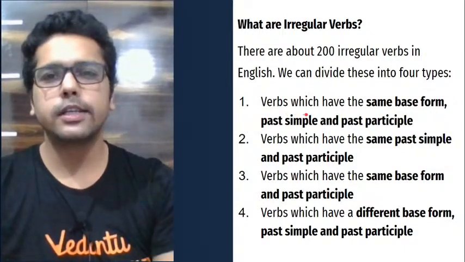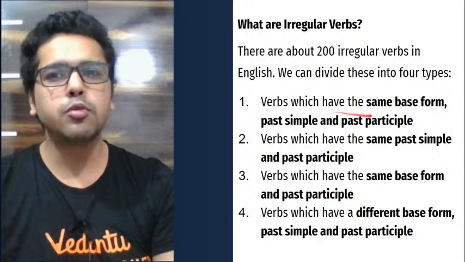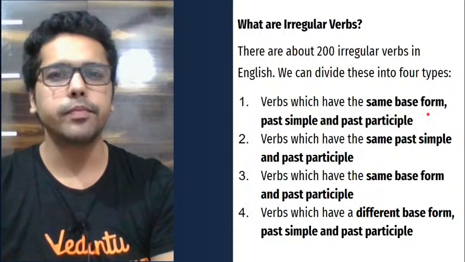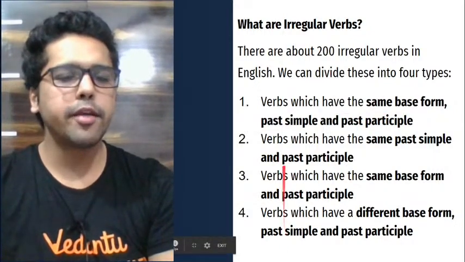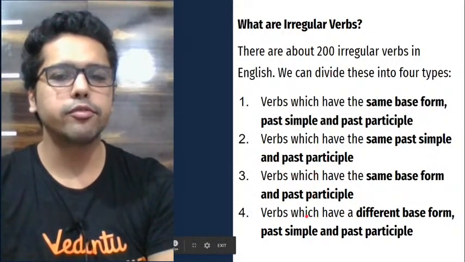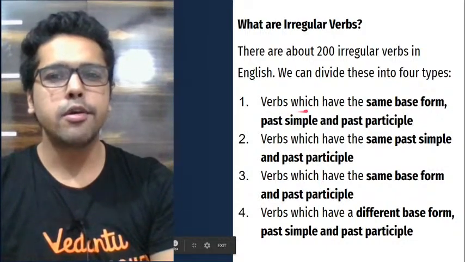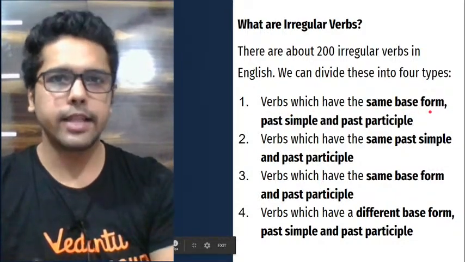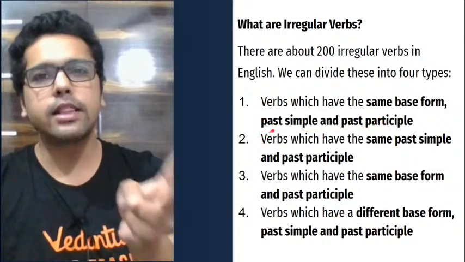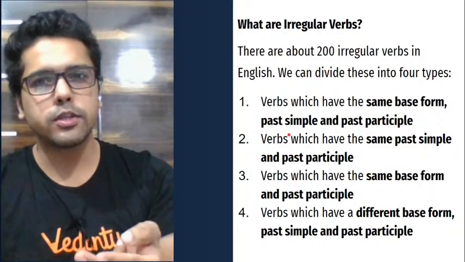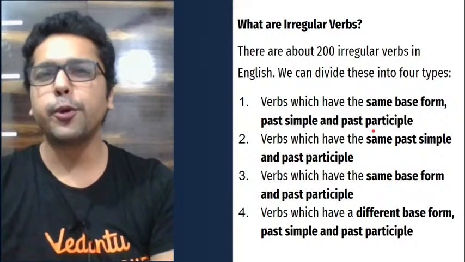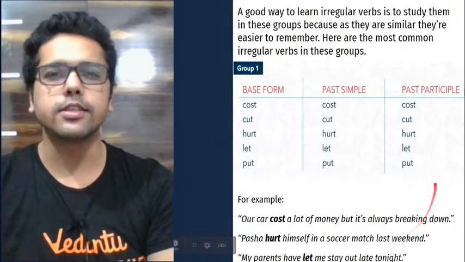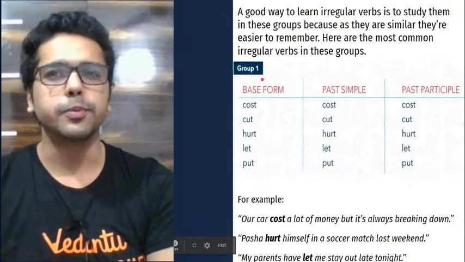What is the first group? The first group is this. Verbs which have the same base form and the same simple past and the same past participle. Ignore second, third and fourth for now. Just look at the first one. Verbs which have the same base form, that is the first form of the verb, and the second form, that is the simple past, is also the same, and the third form, that is the past participle, is also the same. You want to know the examples? Look at these examples here.